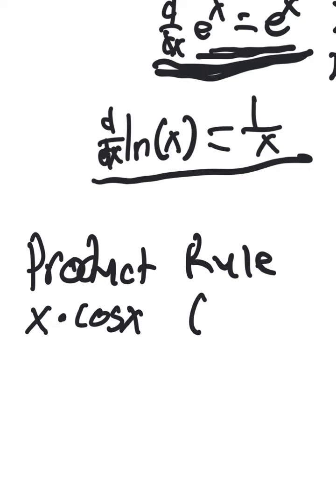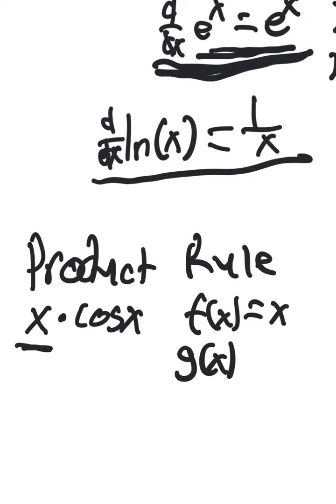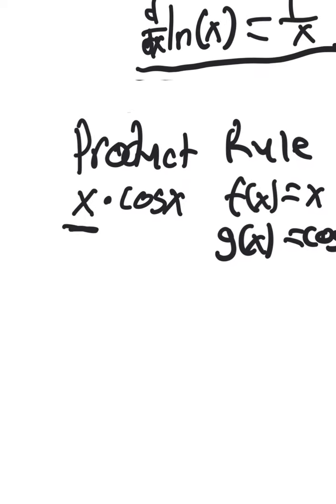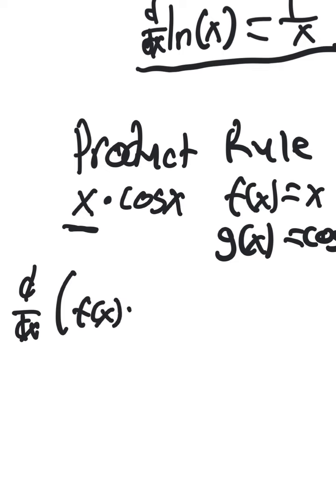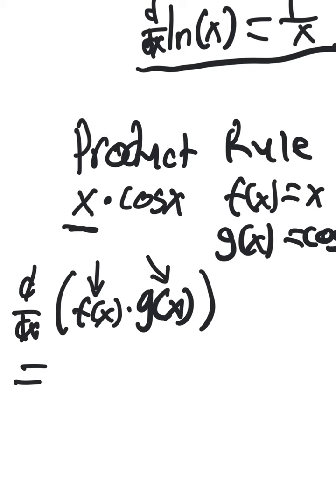So let's say f of x equals x. This is this part. And then g of x equals cosine of x for this scenario. These could be anything. So the product rule says that the derivative with respect to x of f of x times g of x equals, there's something that can help you remember. It's left d right plus right d left. So this is the left one and this is the right one.